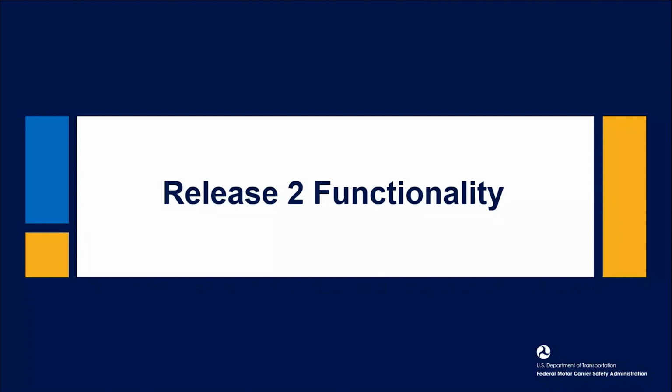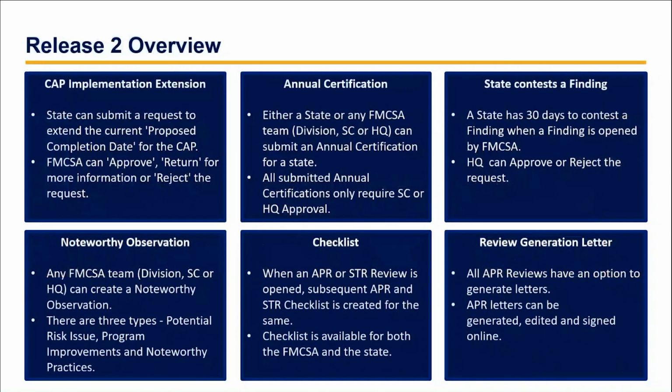I'll move on to what release 2 functionalities are. So in release 2, we have these 6 functionalities. First is the CAP implementation extension. So state submits a request to extend whatever current proposed completion date is there for the CAP. It comes to FMCSA. FMCSA can approve, return, or reject.